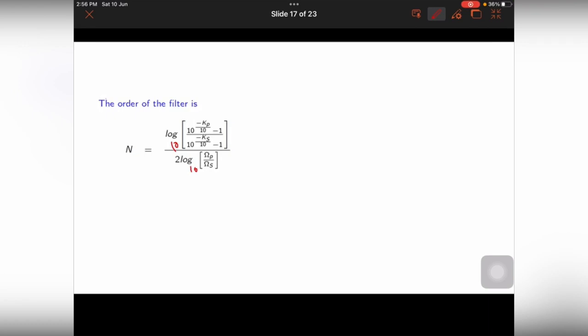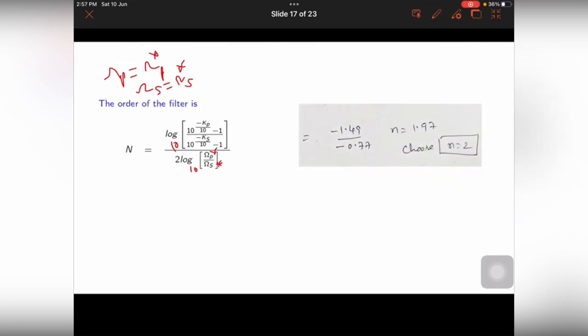Here, log with 10 not mentioned is base 10 by default. Now substituting the values of Kp, Ks, omega p and omega s. Omega p is nothing but omega p star, and omega s is nothing but omega s star. Once we substitute, I am getting N value as 2. Once we have N equal to 2, we already know how to calculate the cutoff frequency omega c in step 2. So let us go to the next step.